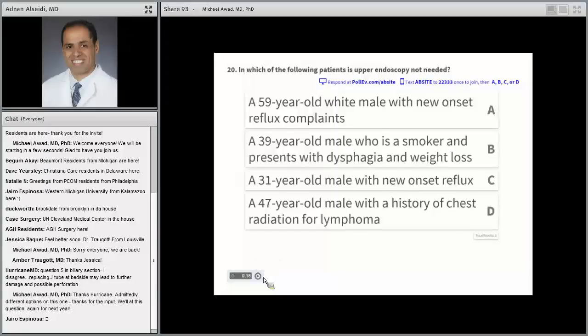20, in which of the following patients is upper endoscopy not needed? A, a 59-year-old white male with new onset reflux complaints. B, a 39-year-old male who is a smoker and presents with dysphagia and weight loss. C, a 31-year-old male with new onset reflux. And D, a 47-year-old male with a history of chest radiation from lymphoma.